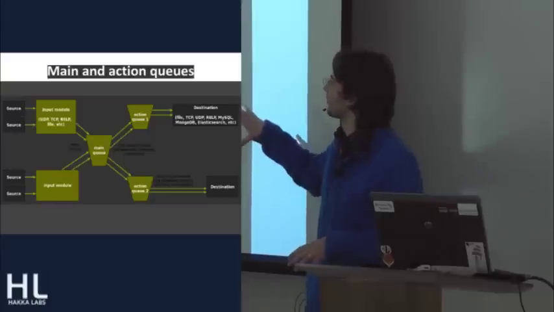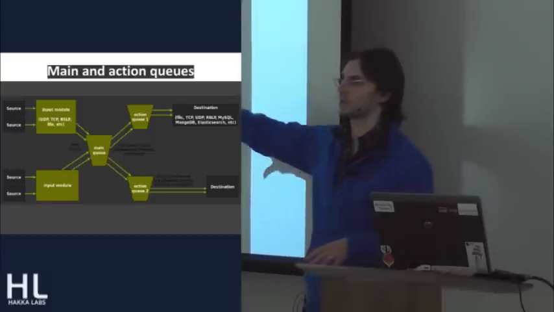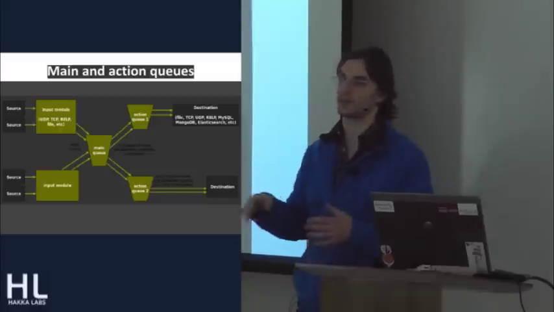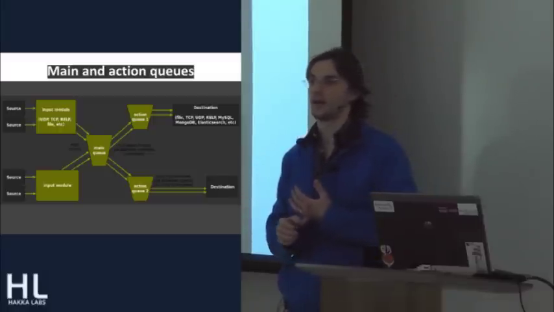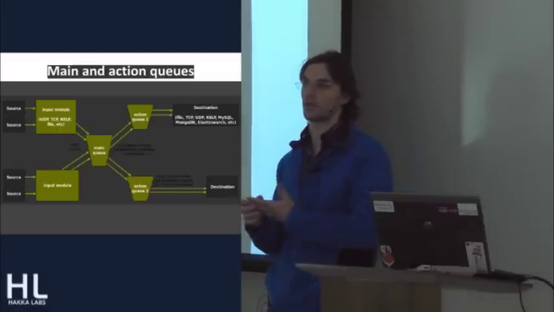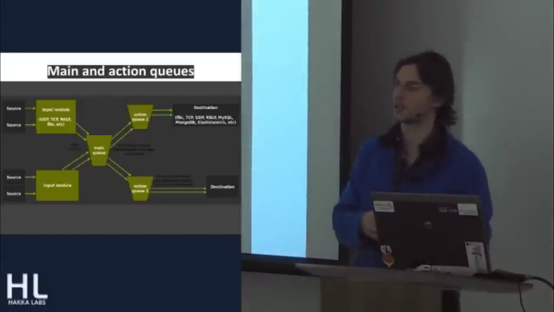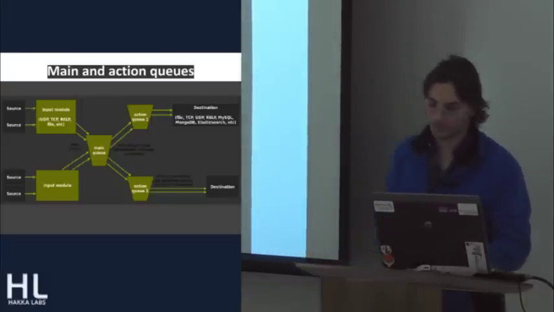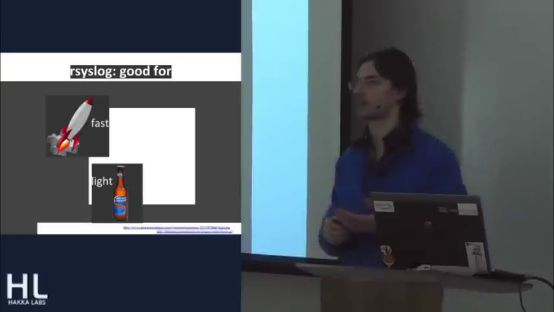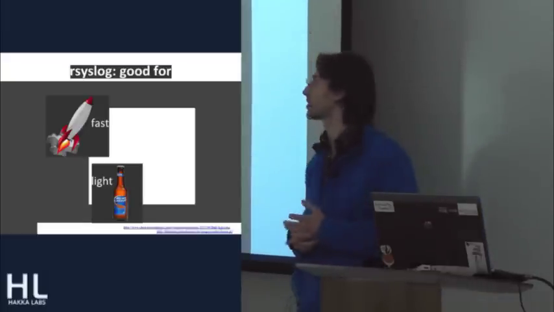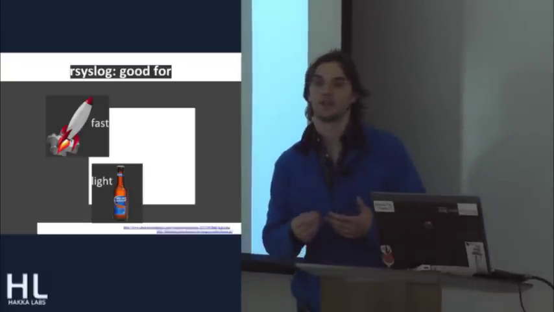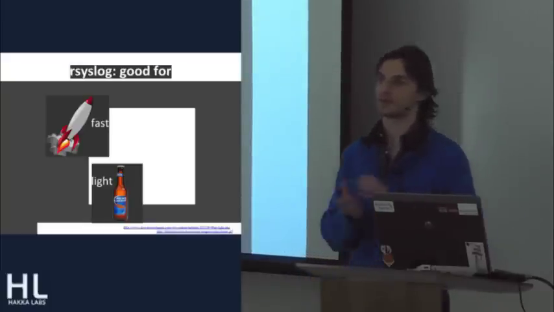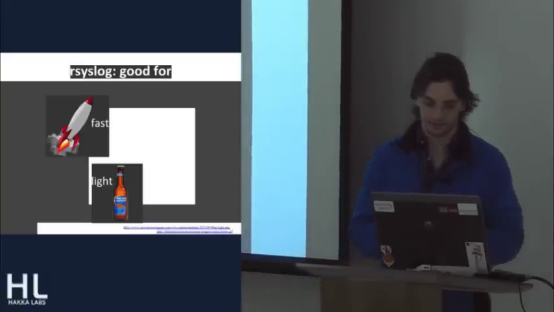You can also have multiple such flows. So one such flow can be defined as a rule set, and you can have more of them. For example, a rule set for processing remote logs, a different rule set for processing local logs. And the nice thing about rsyslog is that it's optimized for speed, which is also what makes it light, at least on CPU. On memory, it depends on how big your queues are.